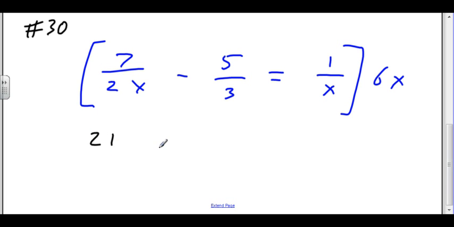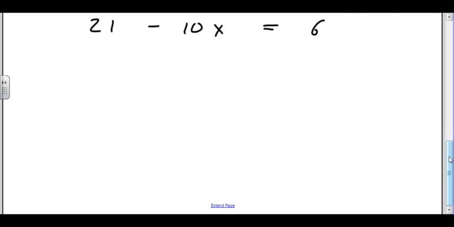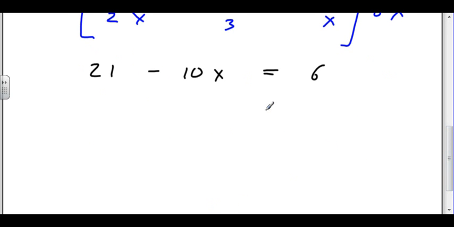So I got 21 minus 10x is equal to 6. All right, wow, that looks pretty good. Minus 10x is equal to minus 15. x is equal to 3 over 2.